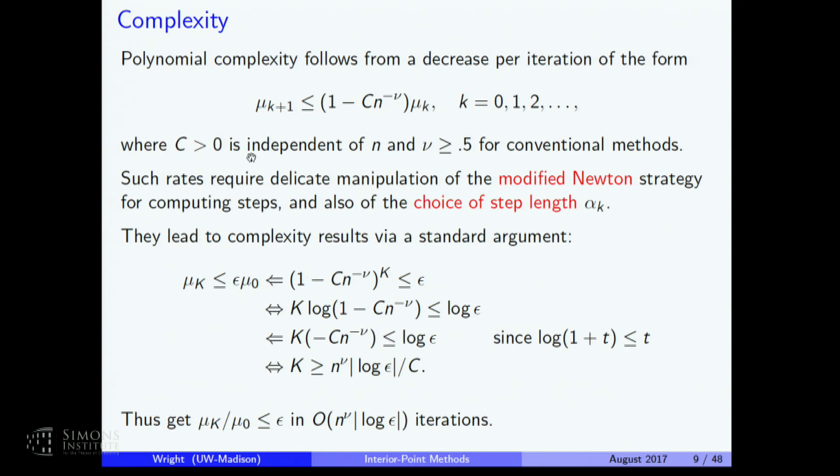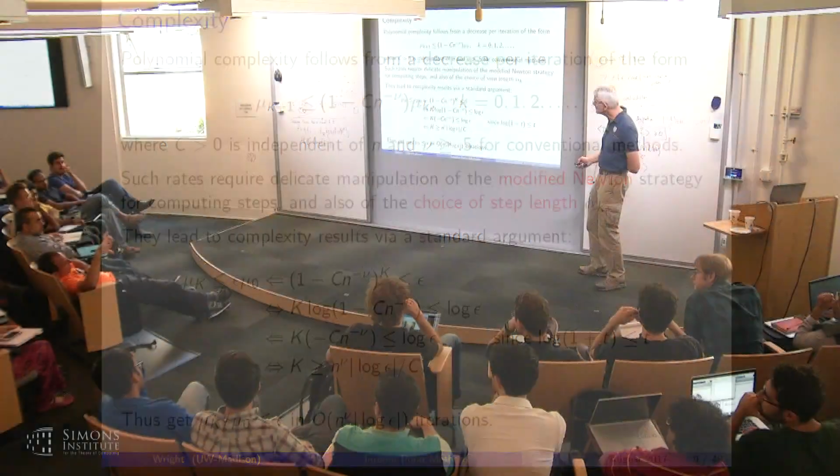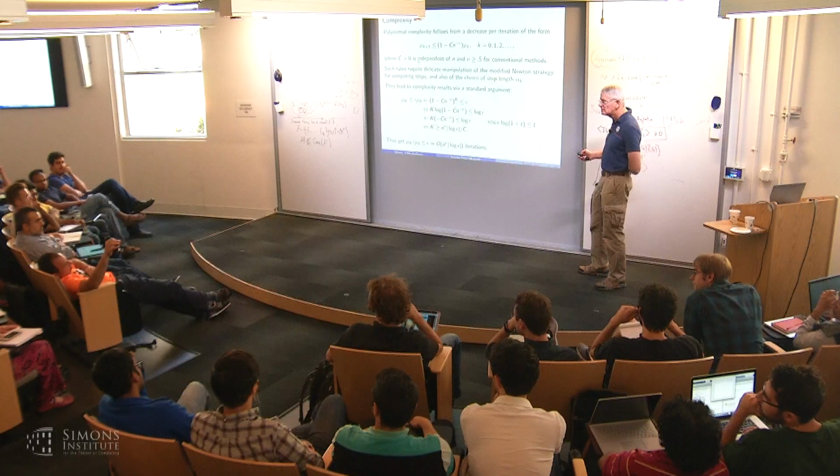So then I get this condition. And now I simply divide both sides by minus c n to the minus nu. Because I'm dividing by a negative, the inequality flips around. And I get a lower bound on the number of iterations. Okay? So in other words, when you get this amount of decrease, that translates into an order n to the nu log epsilon iteration complexity count. All right? So you want to get a bound on the cost given tolerance epsilon.